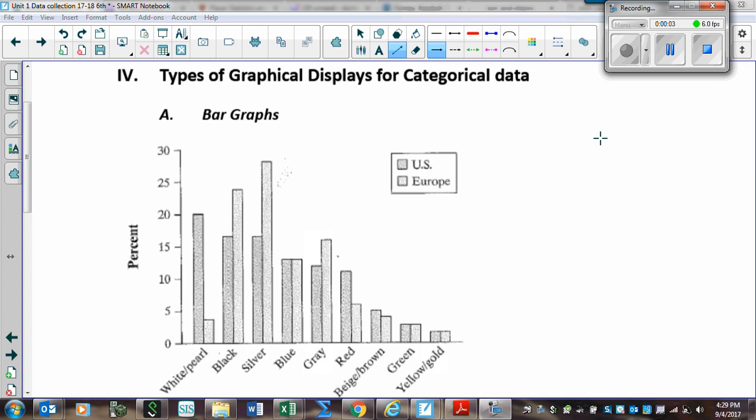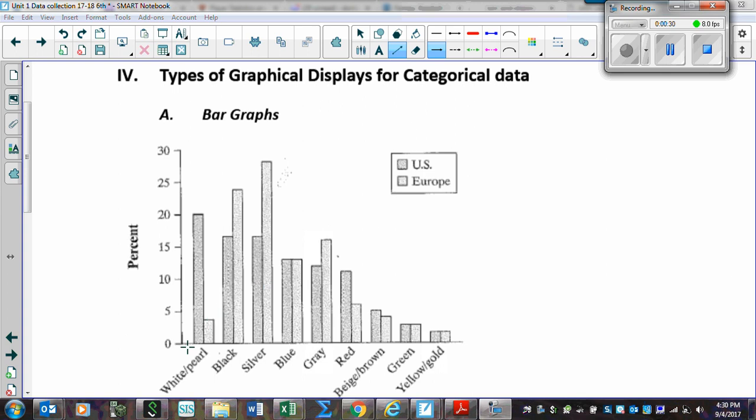We'll now look at the two types of graphical displays for categorical data. The first is a bar graph. Bar graphs look very similar to histograms. They've got a horizontal axis and a vertical axis, and the vertical axis generally has frequency. In this case, it's percent. But what's different between histograms and bar graphs?